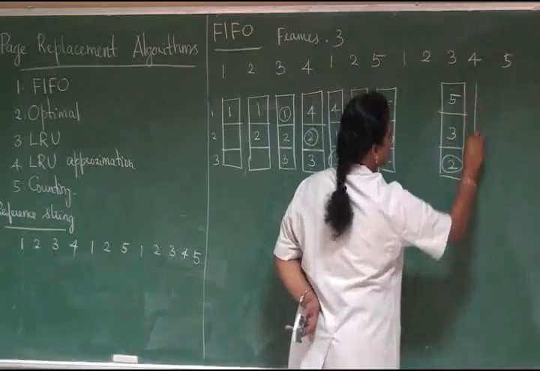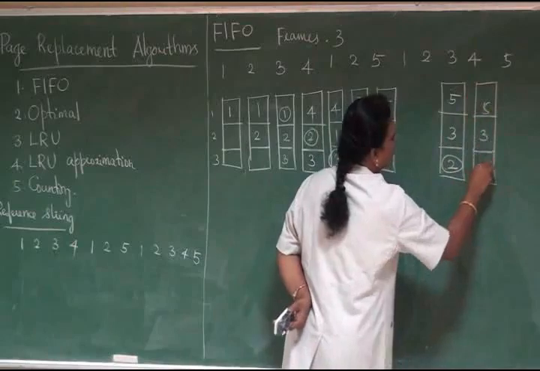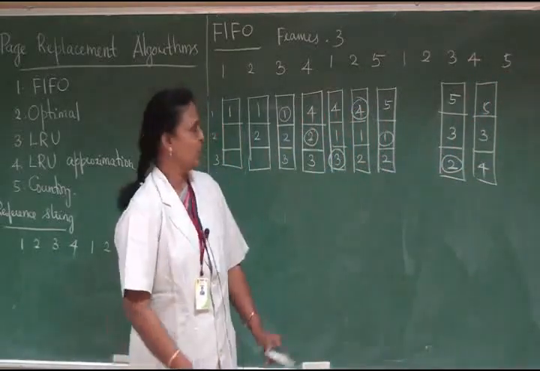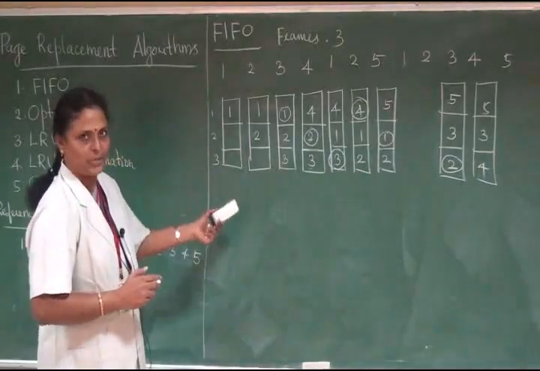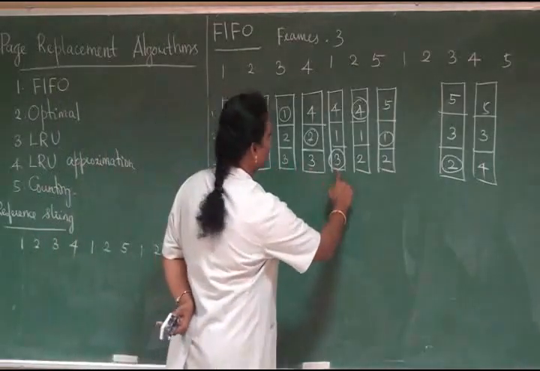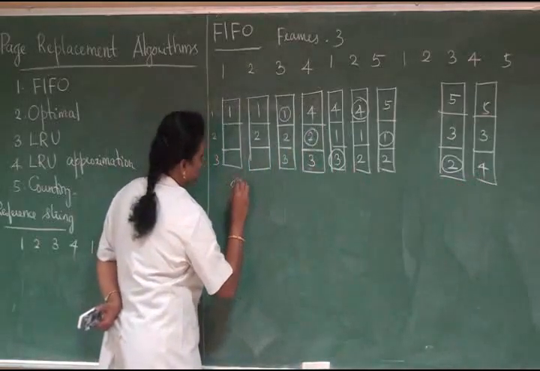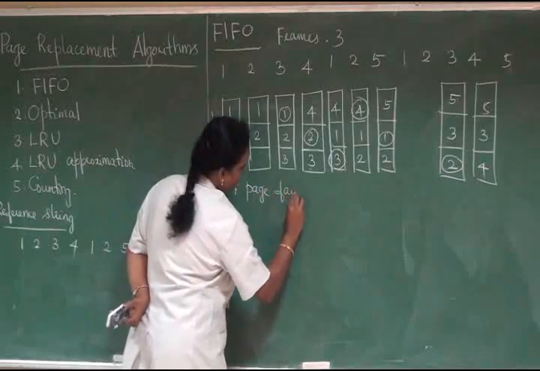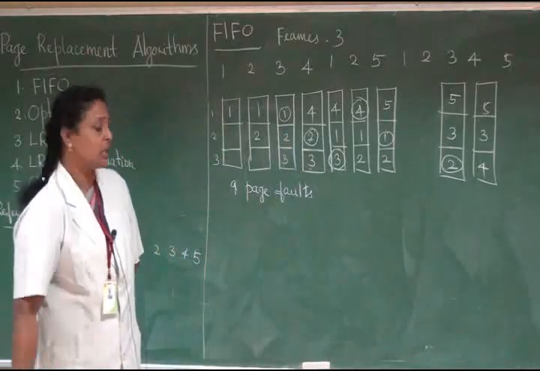2 is replaced with 4. And the next page it is going to access is 5. 5 is already there. In each and every algorithm, we have to find the number of page faults. So first page fault, then second, third, fourth, fifth, 6, 7, 8, 9. So totally 9 page faults occurred for this FIFO algorithm.